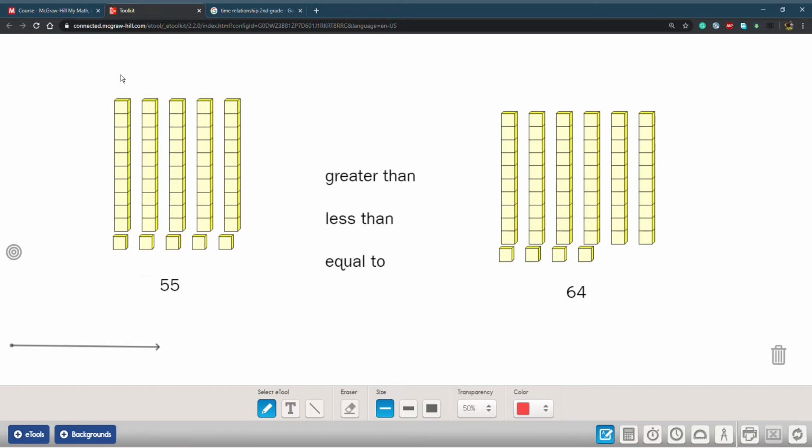Let's start. Here we have 1, 2, 3, 4, and 5. Here 1, 2, 3, 4, 5, and 6. So now it's very clear. 55 is less than 64. Great job. Let's clean our mess. Let's have another example. The other example will not be easy, so be ready for it.